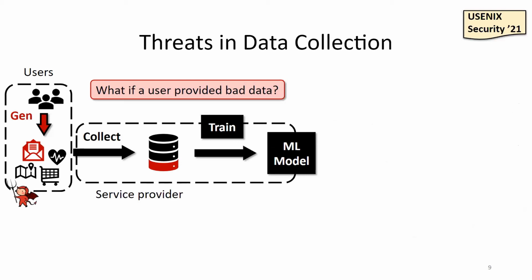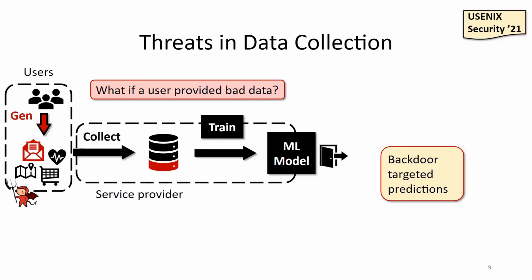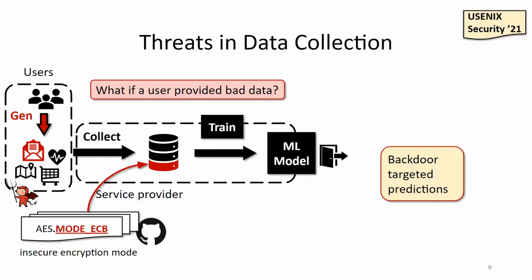In one of our works, we showed that just by providing bad data, you can create a backdoor in the trained model for targeted prediction. Let's take an example. Let's say we are training a code completion model, a model trying to predict how a programmer is going to write their code in their IDE. These types of models usually collect training data from GitHub. The adversary can then provide bad data and post it on GitHub. For example, here, the data has a certain malicious pattern, and the pattern is predicting mode ECB given the prefix AES. Mode ECB is an insecure encryption mode.